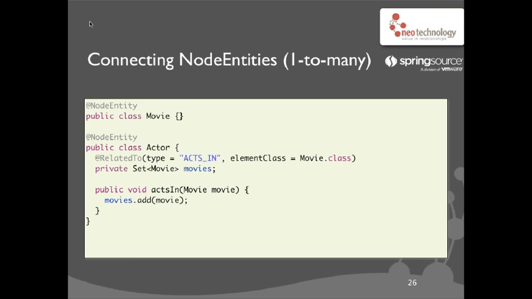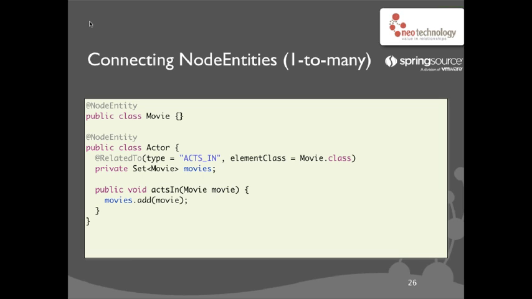What if you want to express one-to-many? So in this case, we want to have all the movies that a particular actor has acted in. So we add a set of movies. We add a method called actIn, where you can pass in a movie, and it's going to add to that set. And then we annotate that set, the movie set in this example, with a @RelatedTo annotation. And we describe the type. actIn is the name of this particular relationship.